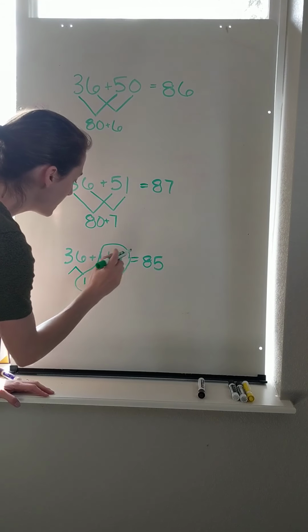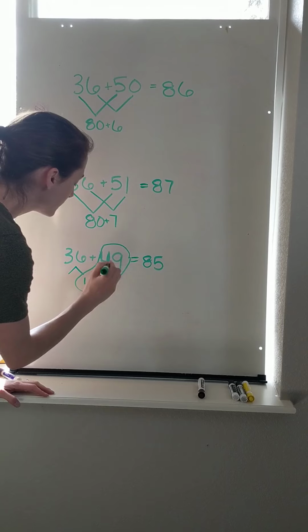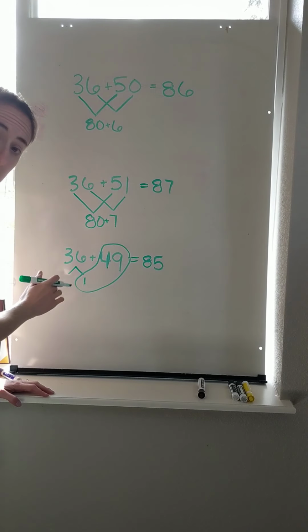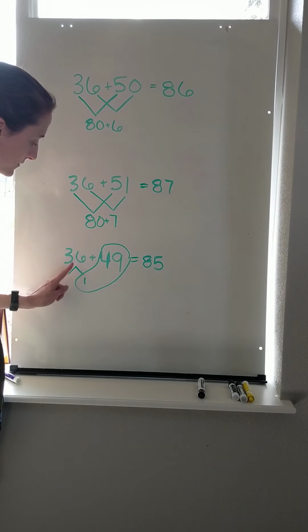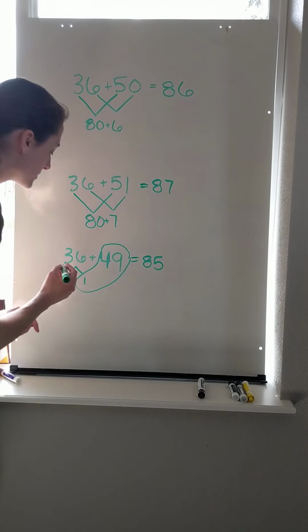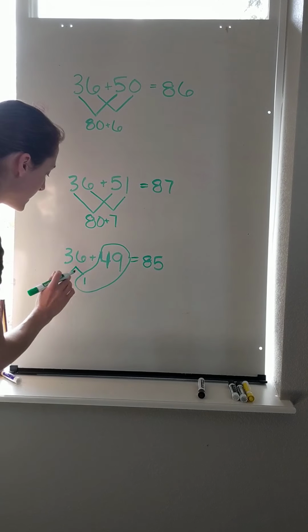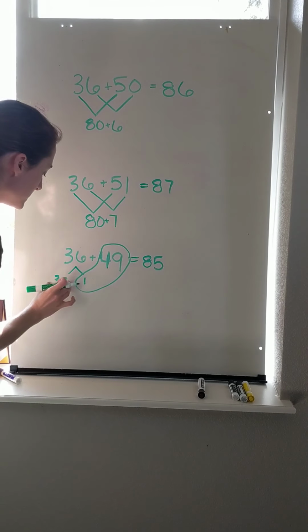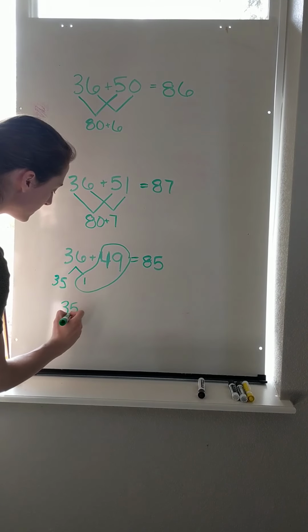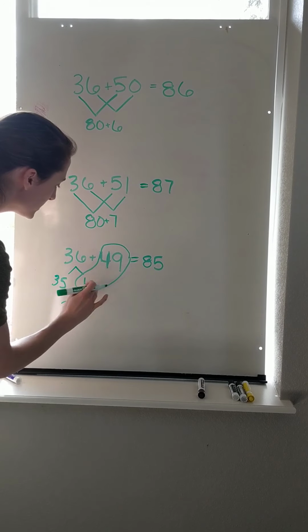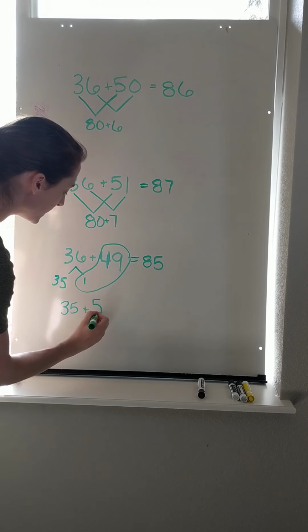I would take that part out of my 36 and put it with the 49. What's left from the 36? Well, if I take 1 out of 36, that's just 35. 1 less is 35. So now the numbers that I have are right here and right here. This part is 35 plus this part over here, 49 and 1 more, makes 50.